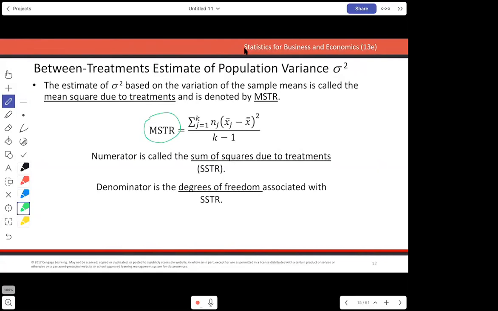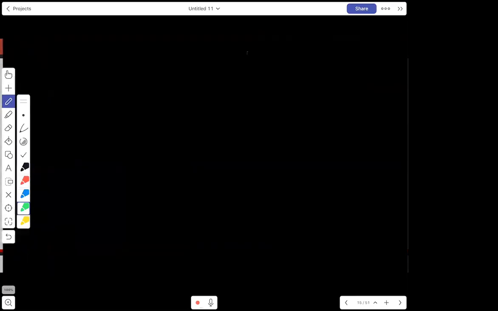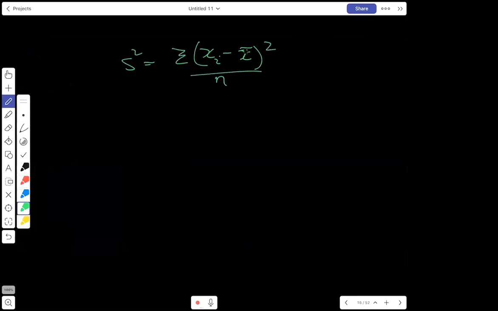Now, for you to appreciate that, we have to go back to when we first did standard deviation. Let me show you what I mean. If we go back to when we did standard deviation, way back in chapter 3, you remember we calculated S squared, the variance, as the sum of xi minus x bar, squared, divided by n minus 1. That's variance. The standard deviation is just the square root of that.